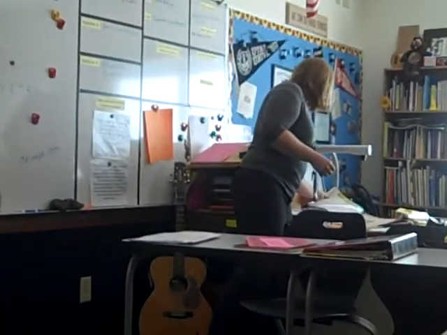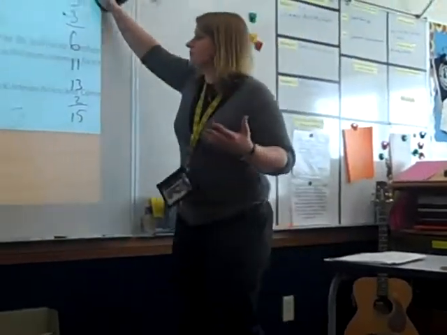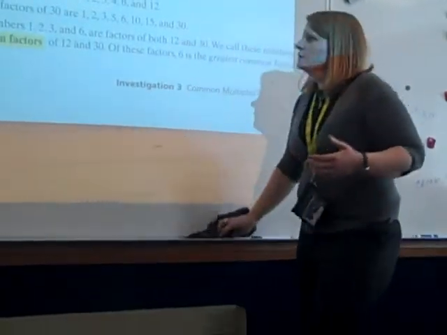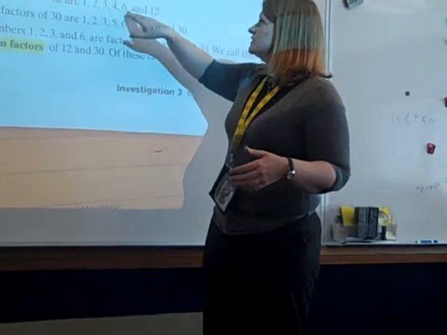Next term that we need to talk about is a common factor. Like a common multiple, common factors are the numbers that they've got in common as far as their factors. So, for instance, the factors of 12, we have 1, 2, 3, 4, 6, and 12.